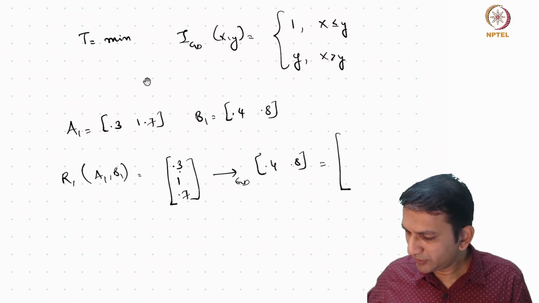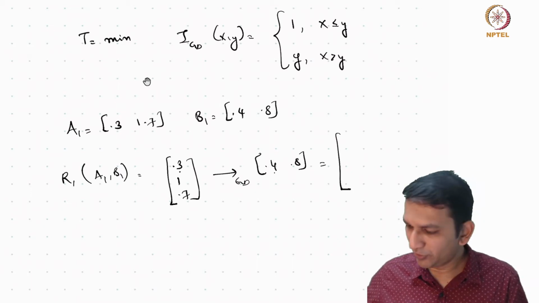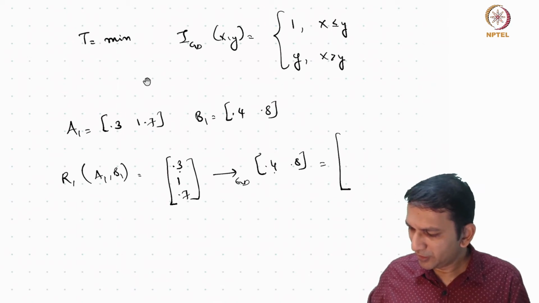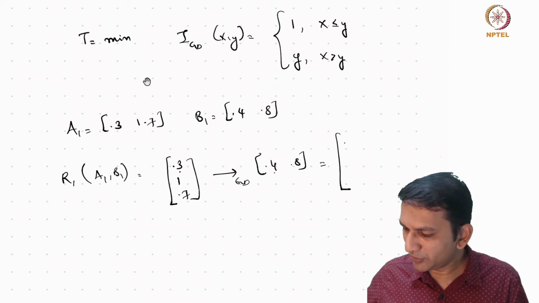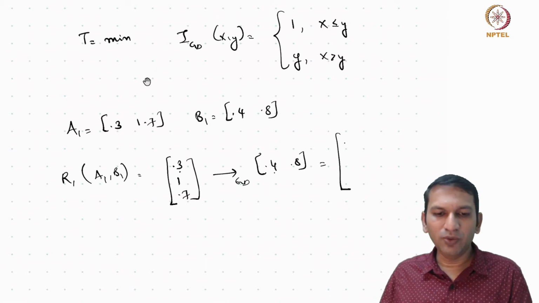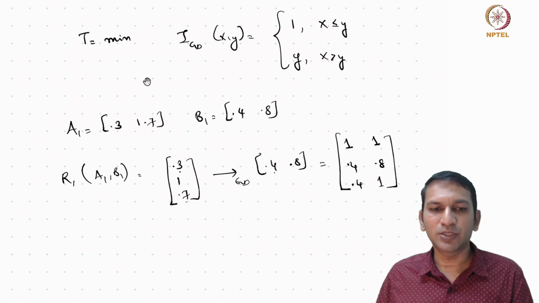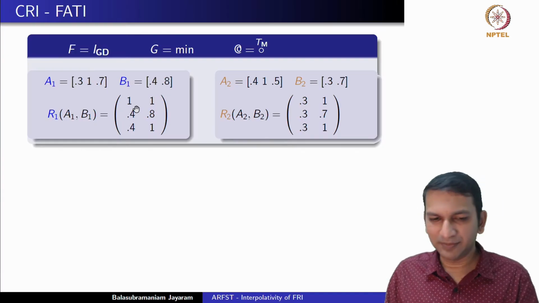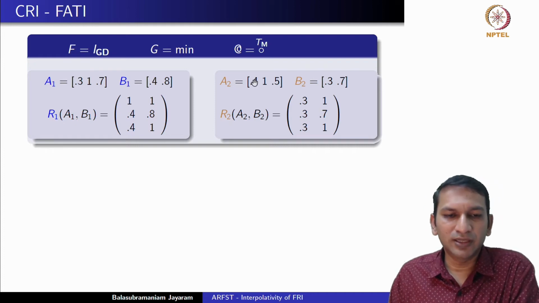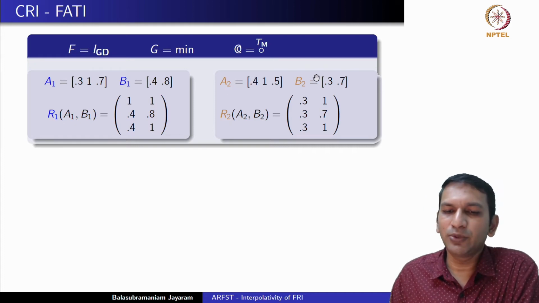So if I take 0.3 and 0.4, 0.3 is less than or equal to 0.4, so this is 1 here. 0.3 is less than or equal to 0.8, this is 1 here. 1 implies 1 is the left neutral element of Gödel implication, so it is 0.4, 0.8. 0.7 is greater than 0.4, so this remains 0.4. 0.7 is smaller than 0.8, so this is 1. So this is how we have obtained the corresponding relation, and that is what you see here. Similarly, we have obtained the relation R2 using the Gödel implication and the antecedent A2 and the consequent B2.